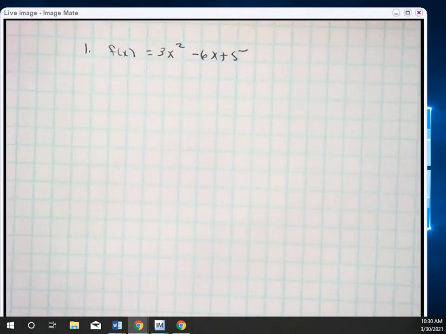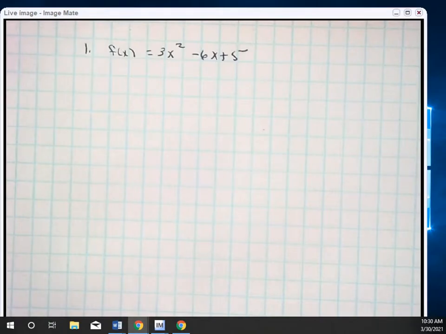Now, there's some things that you need to look at this and just know. What is your a value? And what does that 3 tell you? Is it positive or negative? What is it being positive tell you? Oh, it's going to be this way. Yeah, it's going to be pointed up.